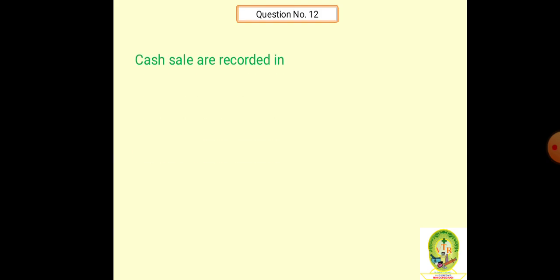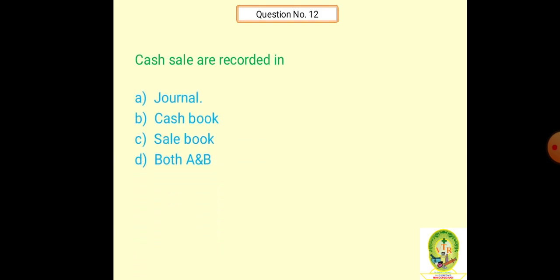Cash sales are recorded in? Options are A. Journal, B. Cash book, C. Sale book, D. Both A and B. Right answer is B.